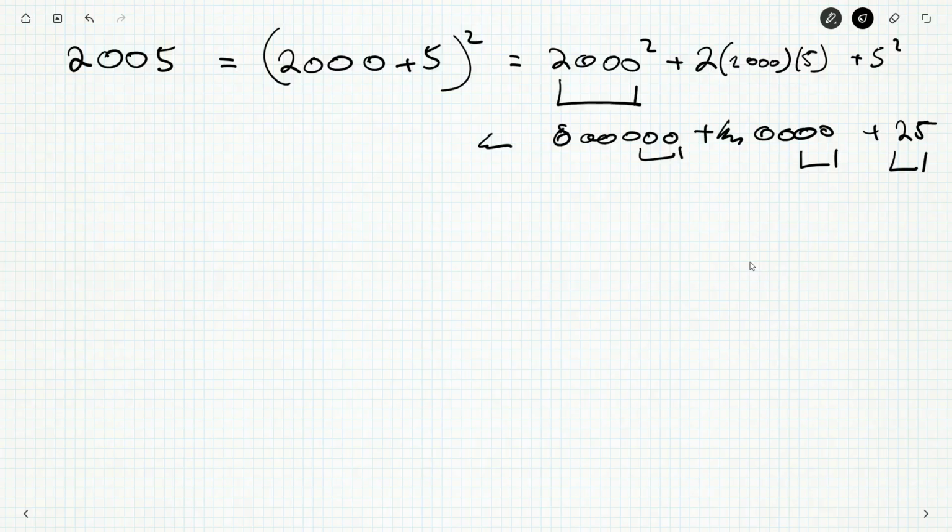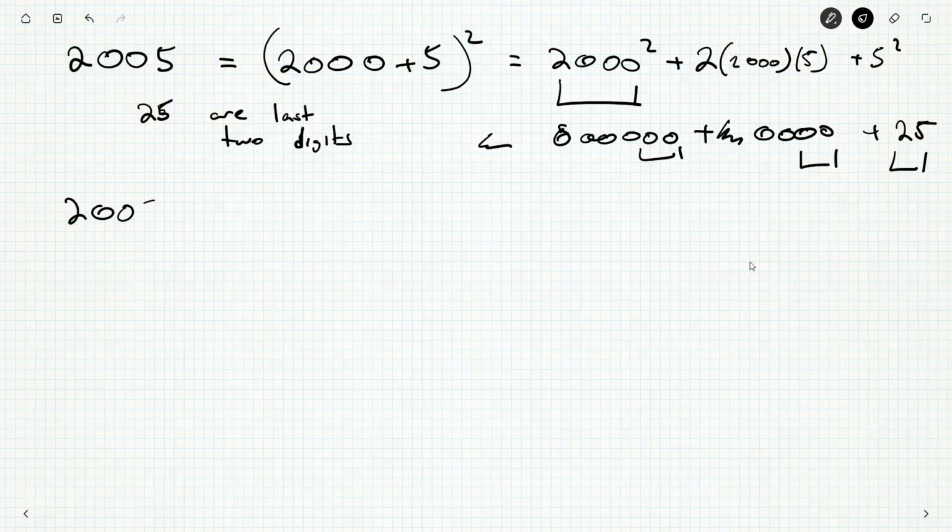You can verify this with your calculator. Most calculators will at least do 2005 squared. I've got 4020025. And you can see I'm telling you the truth. 25 are the last 2 digits.